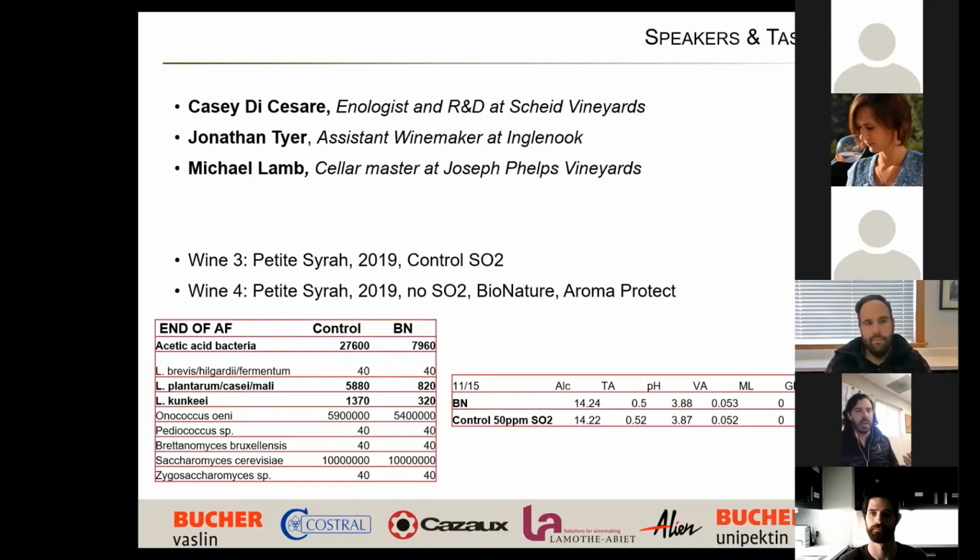Those started going away, and the aromas started becoming a little bit more oxidized, a little more pruny. So using Aroma Protect and more microdosing with tannin adds was a lot more helpful in preserving those aromas. That's pretty much the trial. I don't have any questions.